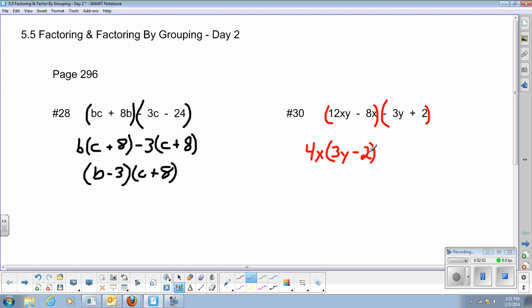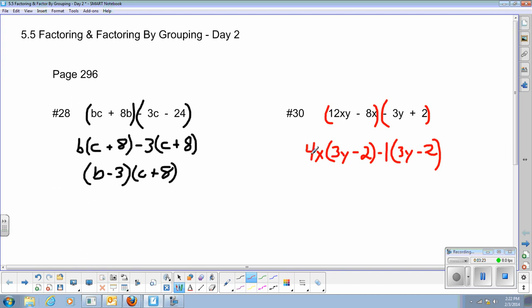Now I am after something in parentheses that says 3y minus 2. As I look at what's left, I have a negative 3y plus 2. Notice these are the opposite of what I have inside this set of parentheses down here. That means my common factor is negative 1. So I pull out negative 1. Negative 3 divided by negative 1, positive 3y. 2 divided by negative 1 is a minus 2. And now you should be able to see that I have the exact same 2 terms inside this set of parentheses as I did the first set.